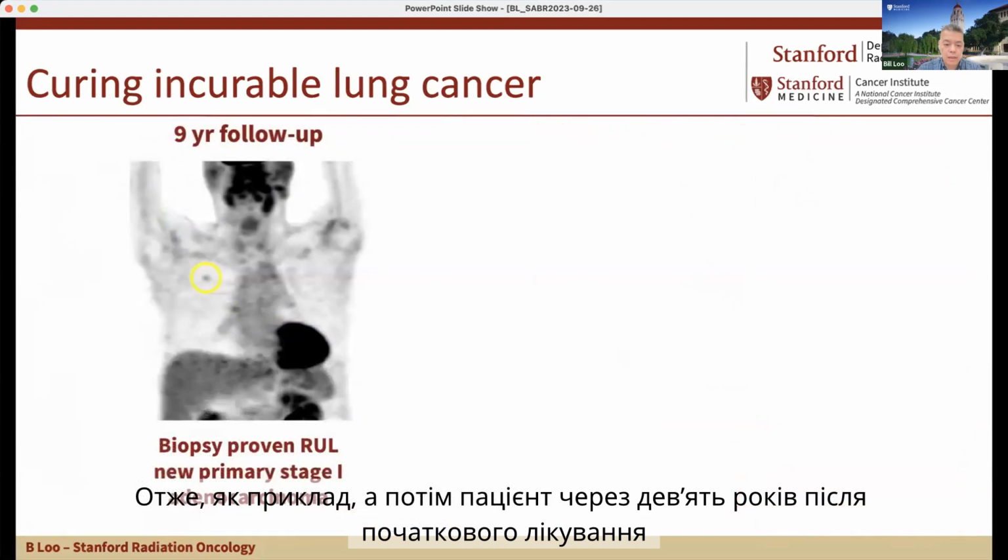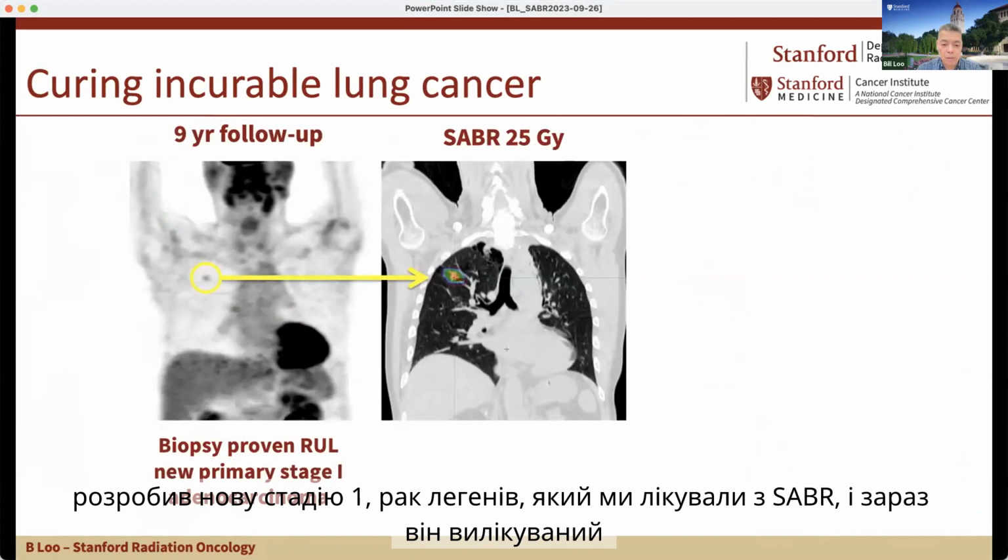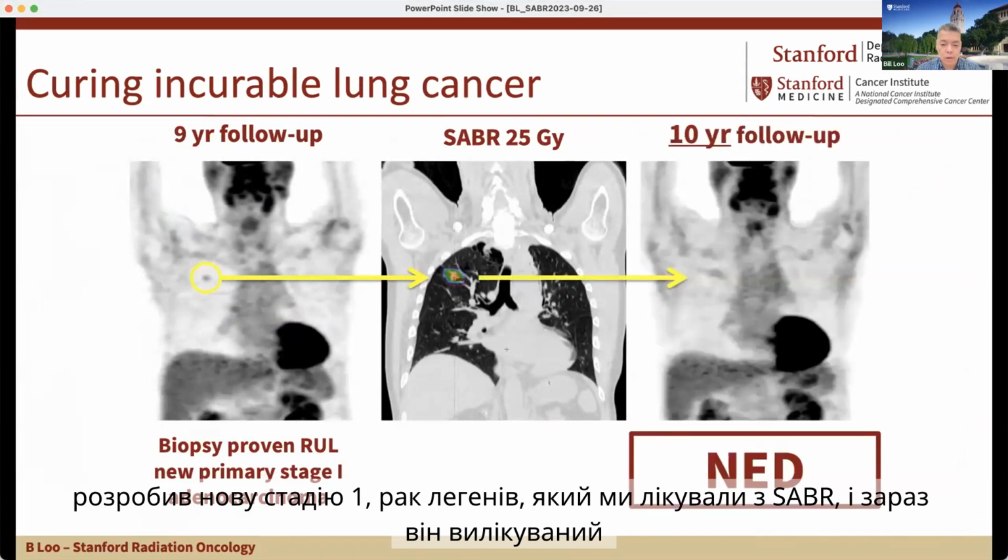So as a case example. And then the patient 9 years after initial treatment developed a new stage 1 lung cancer that we treated with SABR and is now cured of that as well.